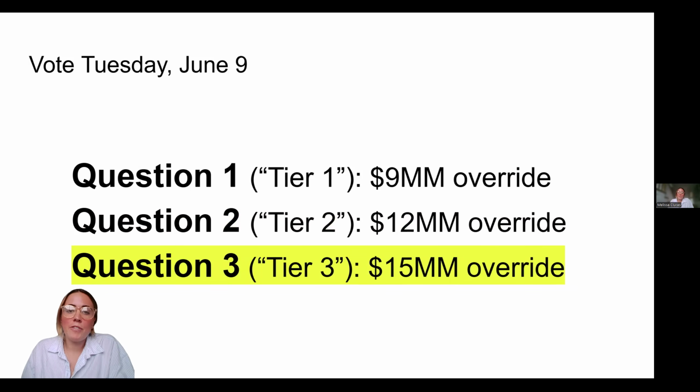Question 3 is the $15 million override. Question 3 includes everything that's in Questions 1 and 2 and more. Question 3 would fully restore proposed cuts, better support schools and town services, help protect the town's bond rating, and address the structural deficit more substantially.